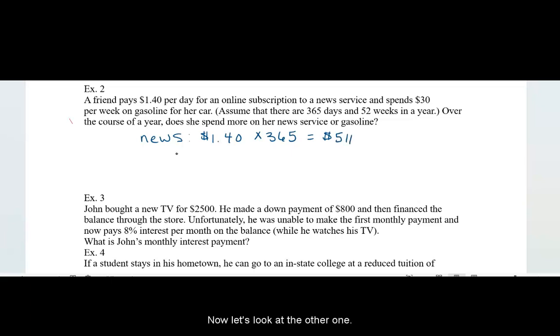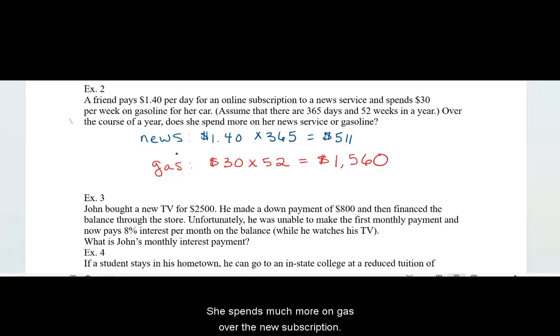Now, let's look at the other one. That's gas. And gas, it says it's $30 a week. So that'll be times 52. And we get $1,560. So here we can see that clearly she spends much more on gas over the news subscription.